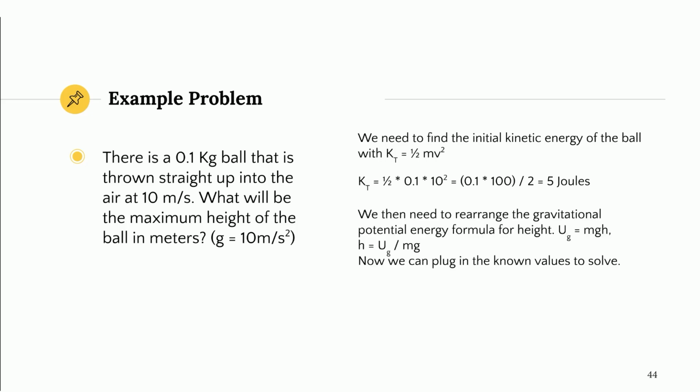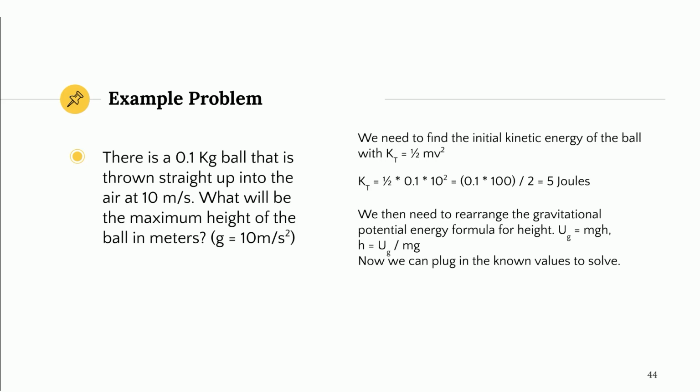So now, we then need to rearrange the gravitational potential energy formula for height. So UG equals mass times g times height. If we arrange the math for height, we get height equals the gravitational potential energy divided by the weight, or mass times gravity. So we can plug in the known values to solve.